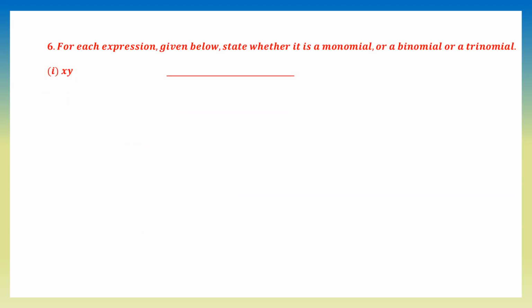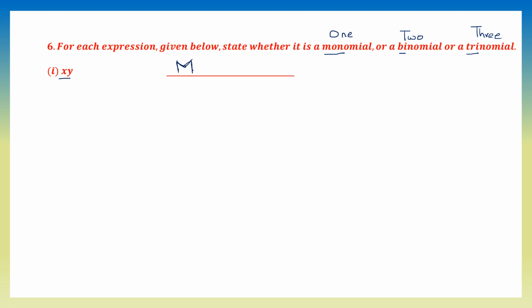Question 6. For each expression given below, state whether it's a monomial or a binomial or a trinomial. What is a monomial? If there is only one term, it's a monomial. If there are two terms, it's a binomial. If there are three terms, it's a trinomial. So let's look and see. Now this first expression, there's only one term, so it is a monomial. I'll just put the first letter, so you can write the whole word.